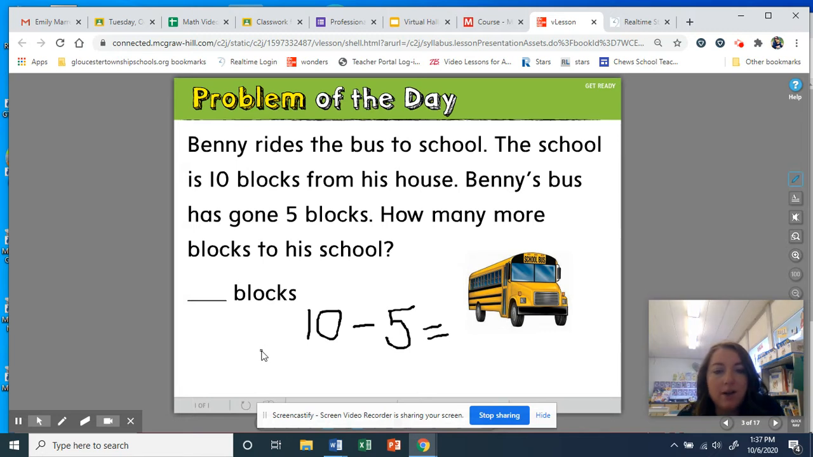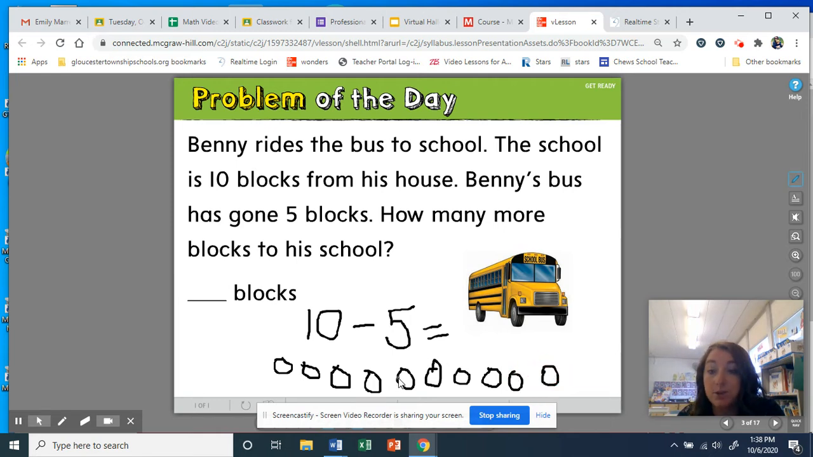Now, you might want to start off with 10 counters and then take 5 away. Or you might want to draw 10 circles and then cross 5 out. That's what I'm going to do. I'm going to do 1, 2, 3, 4, 5, 6, 7, 8, 9, 10. And then I know I'm subtracting 5, so I'm going to cross out 5.